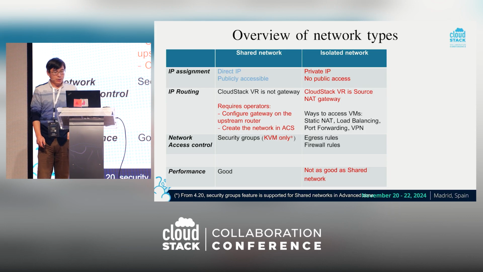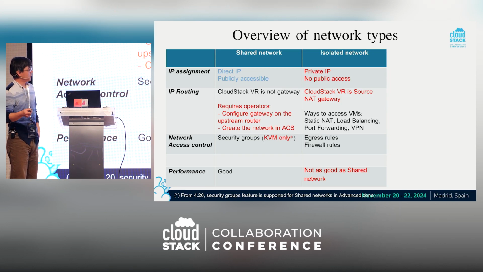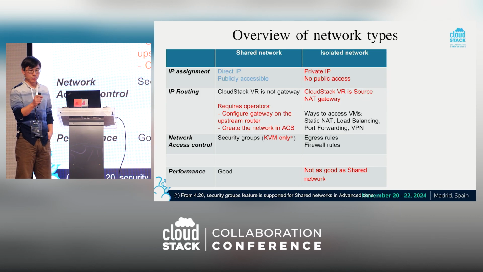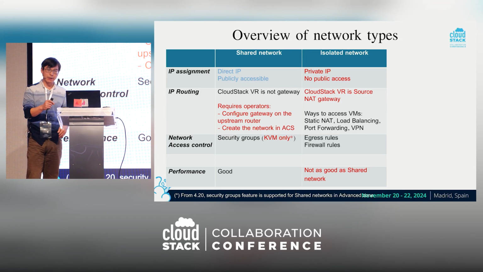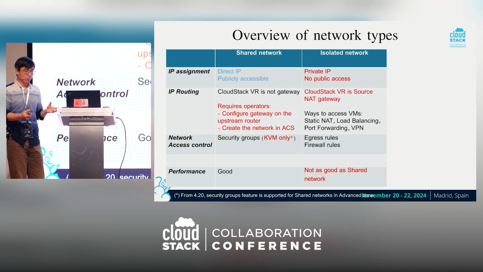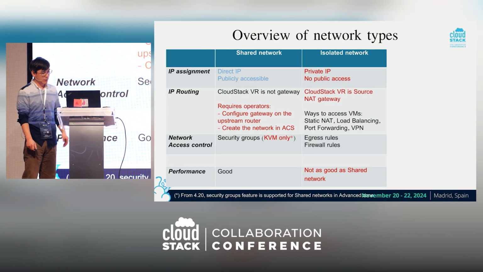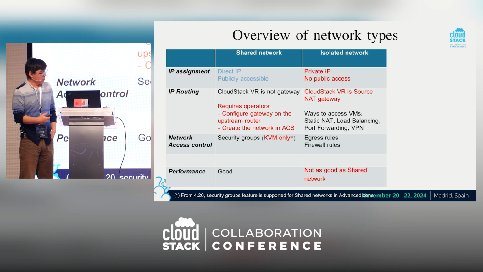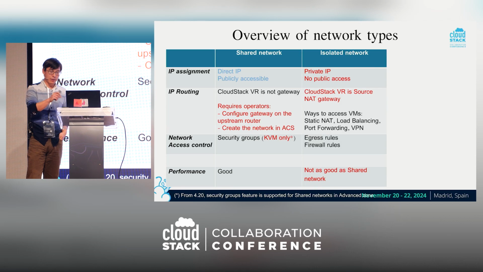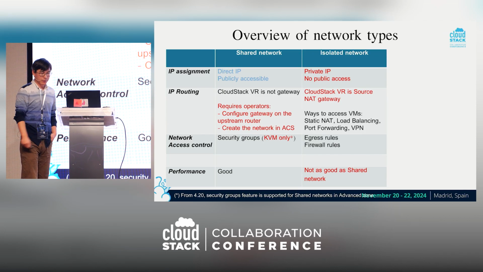Yeah. For isolated networks, VMs use private IPs, so there's no public access. For the outgoing traffic, the CloudStack VR will act as the Source NAT gateway, and CloudStack has provided several ways to access the VM from the internet. So static NAT, somewhere it's called destination NAT, load balancer, port forwarding, and VPN. For each network, the users can create egress rules. And for public IPs, users can create firewall rules to manage the incoming traffic.